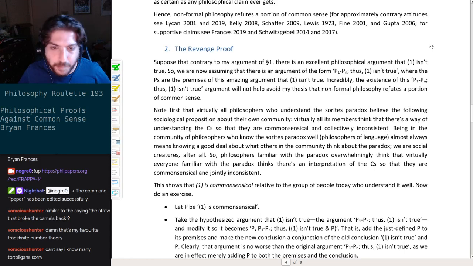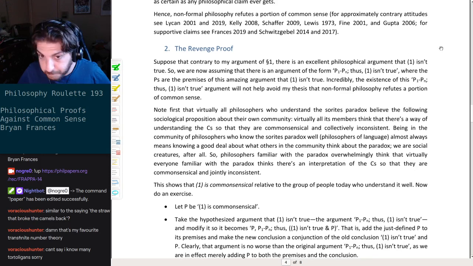Okay, section 2. The revenge proof. Suppose that contrary to my argument of section 1, there is an excellent philosophical argument that 1 isn't true. So the author is sticking with what they think is the most likely thing to change, which is claim 1 we just went over. So we are now assuming that there is an argument of the form premise 1 through Pn, thus 1 isn't true, where the P's are the premises of this amazing argument.